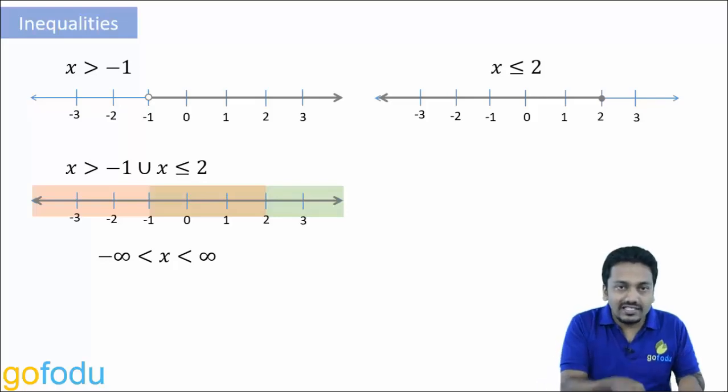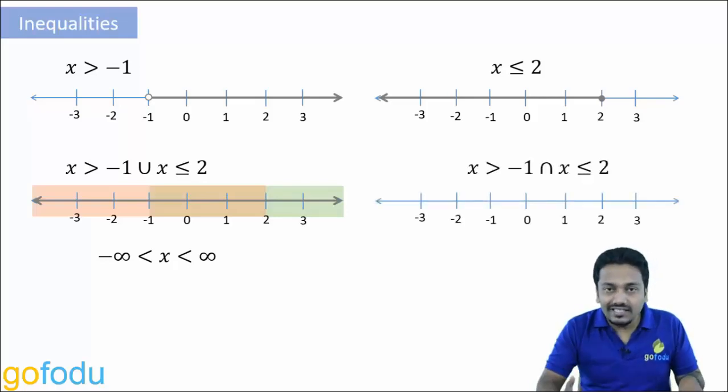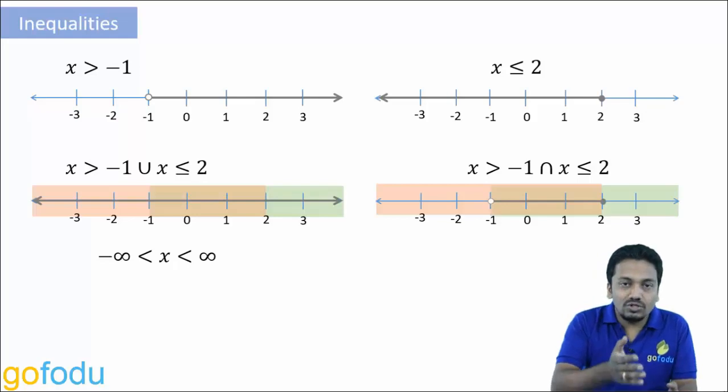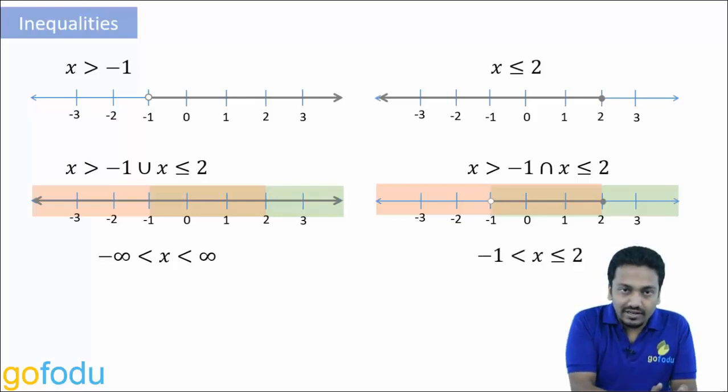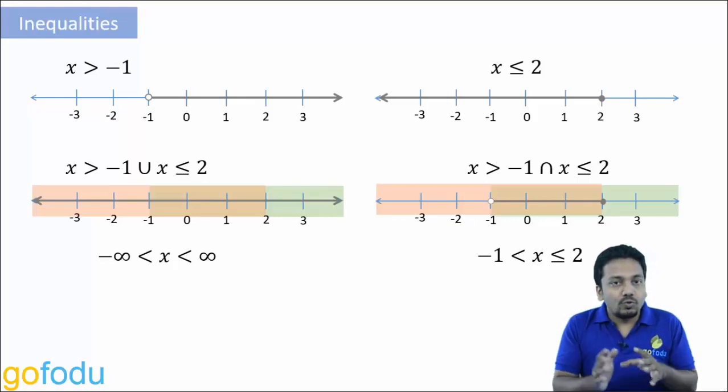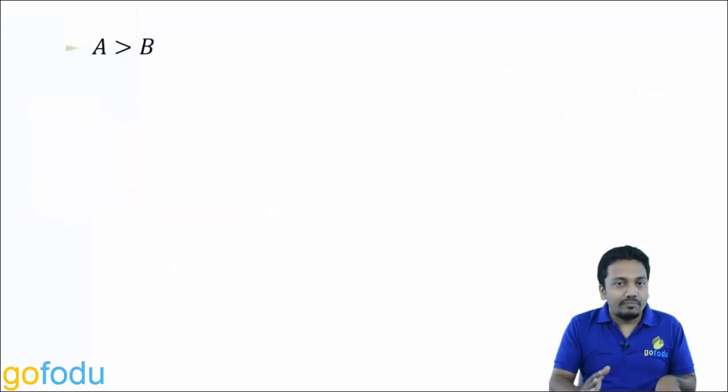On the other hand, x greater than -1, intersection x less than or equal to 2, intersection of these two regions will give us this dark region. X belongs to -1 excluded to 2 included. Now let us see a few rules of inequalities. These are very important.